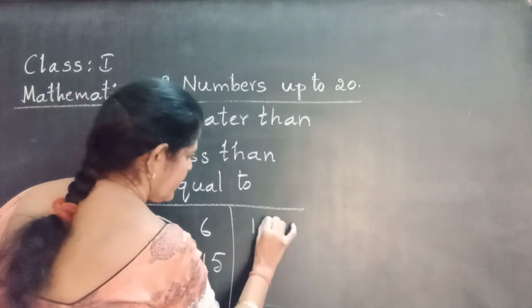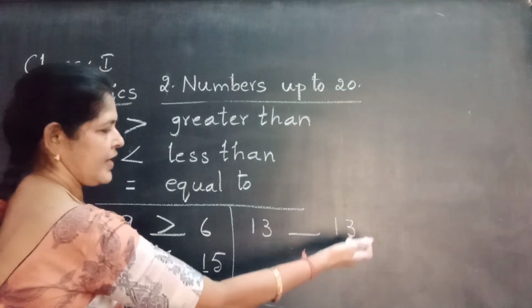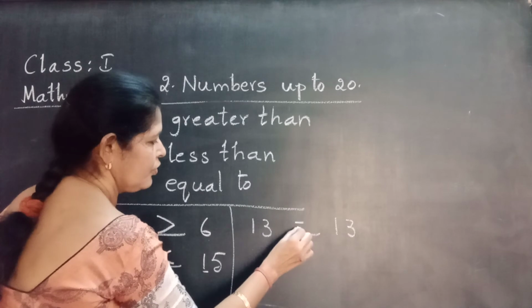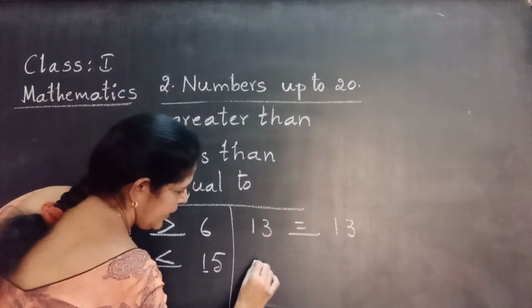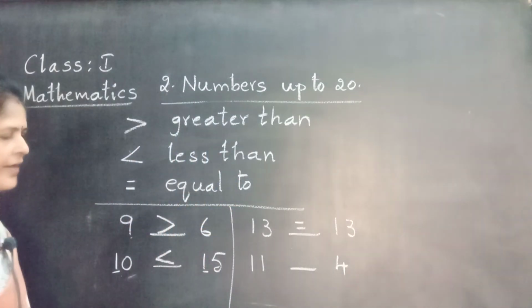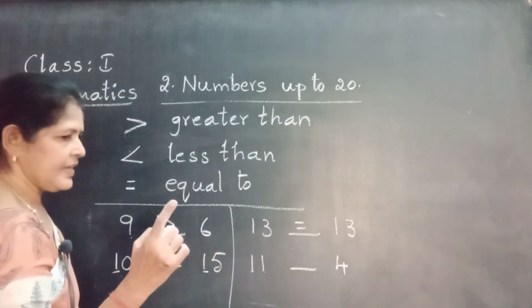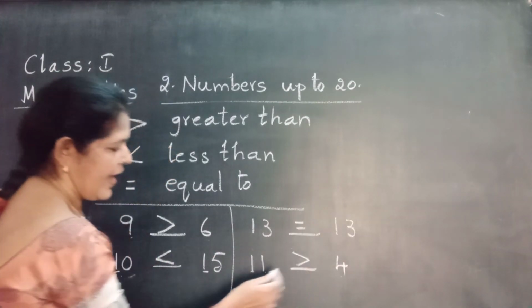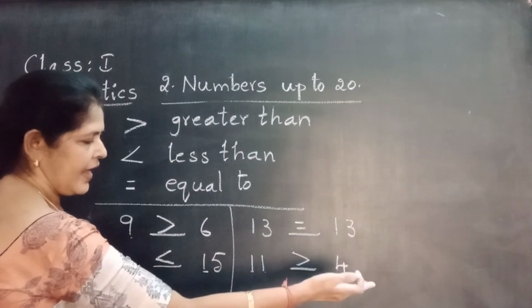Another example. 13 and 13. First number is 13. Second number is 13. That means both are the same value. Equal to. 13 equal to 13. Another one. 11 and 4. 11 is a 2-digit number. 4 is a 1-digit number. 11 is big. Put the symbol greater than. 11 is greater than 4.